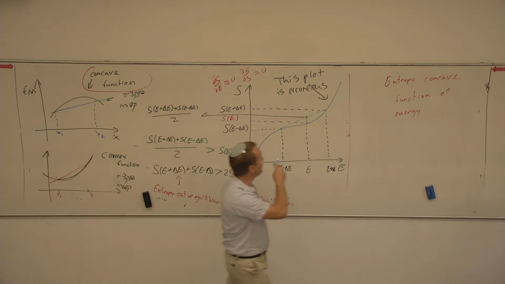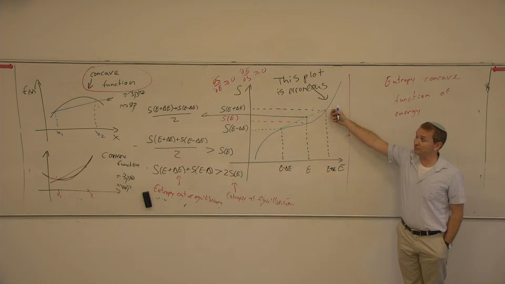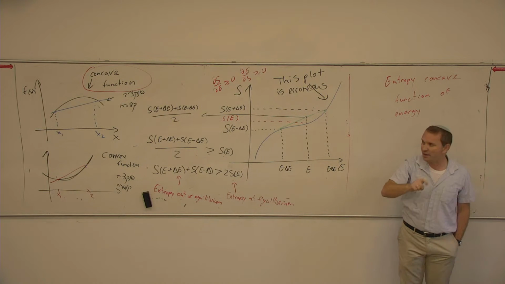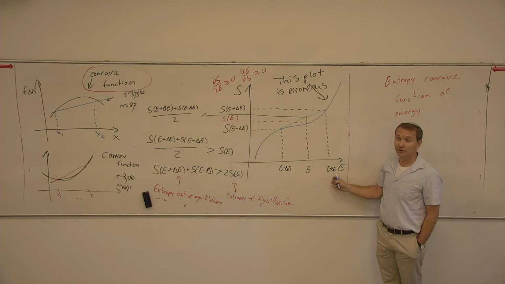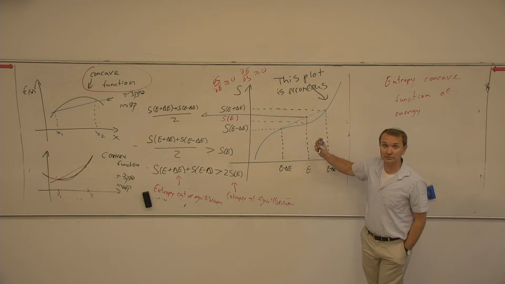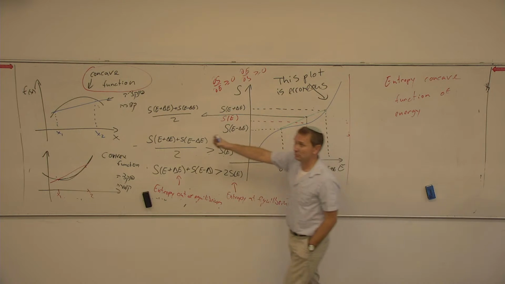So what we have shown is that it's not enough just to say that entropy is a growing function of the energy. It also has to be concave. This is wrong, and this is good.